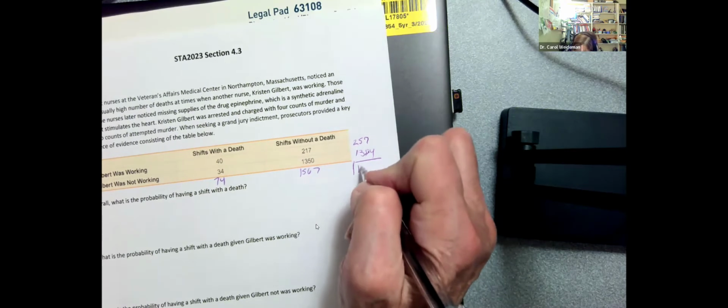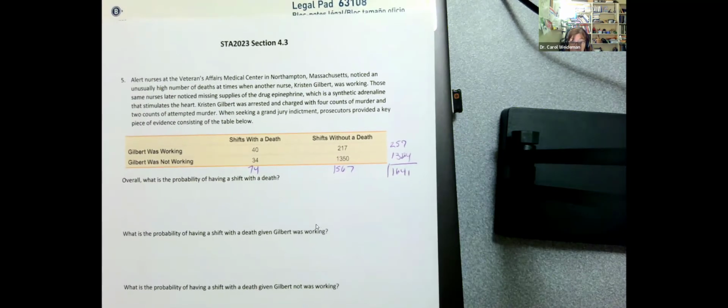Plus 257. 1641. And let's just make sure we got the right total. 74 plus 1567. Okay. So I just put the totals in. So overall, what's the probability of having a shift with a death? Of all those shifts in the table, and there were a total of 1,641, how many of them had a death? 74.